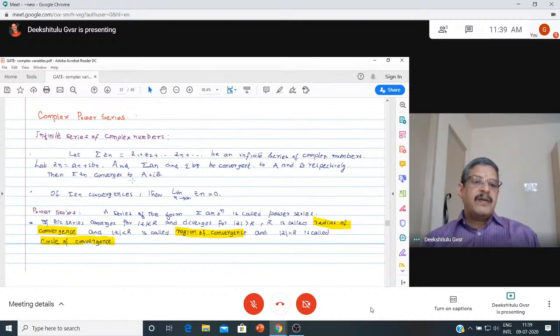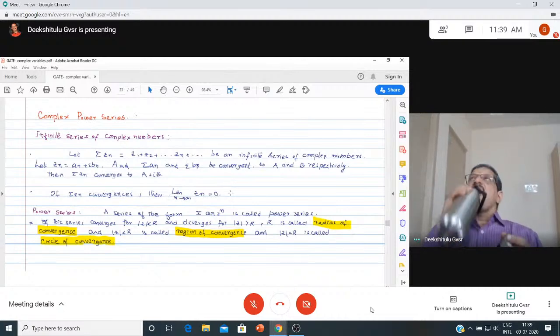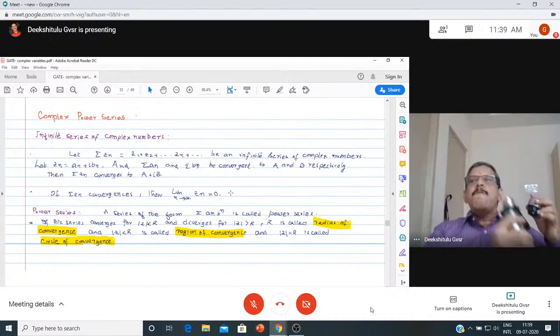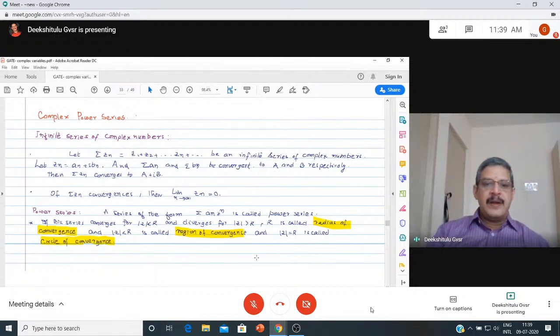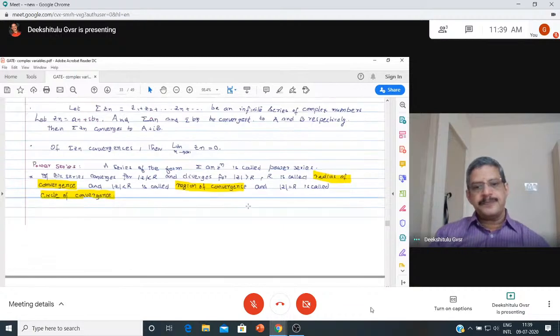And as usual, whenever sigma zn converges, then the nth term of the series goes to 0. Limit n goes to infinity, zn goes to 0.